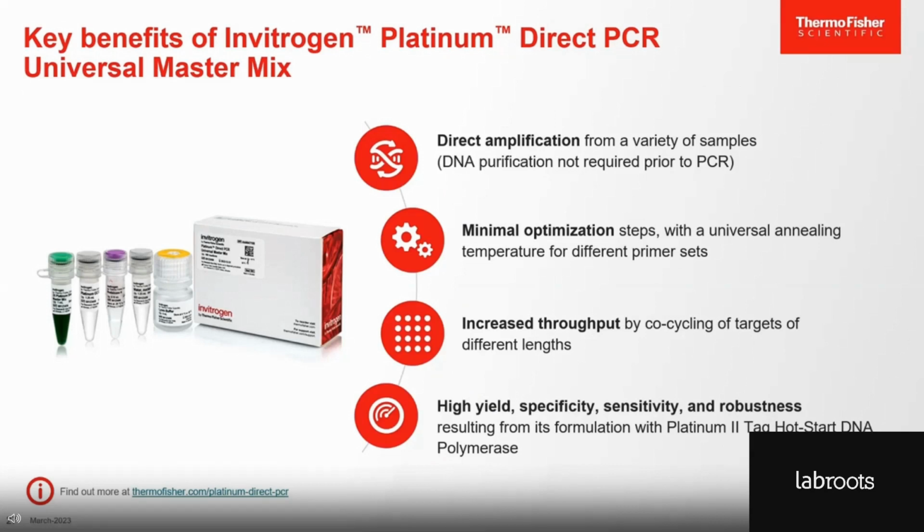Benefits of Platinum Direct PCR Universal Master Mix include a single master mix that works with a variety of samples, no genomic DNA purification required prior to PCR, and a single annealing temperature of 60 degrees Celsius that works for primers of differing melting temperatures, therefore simplifying optimization. Universal annealing buffer enables a universal PCR protocol with one annealing temperature and one extension time, allowing co-cycling. And its formulation with Platinum II Taq Hot-Start DNA Polymerase offers the high yield, specificity, sensitivity, and robustness that you can expect from the enzyme.